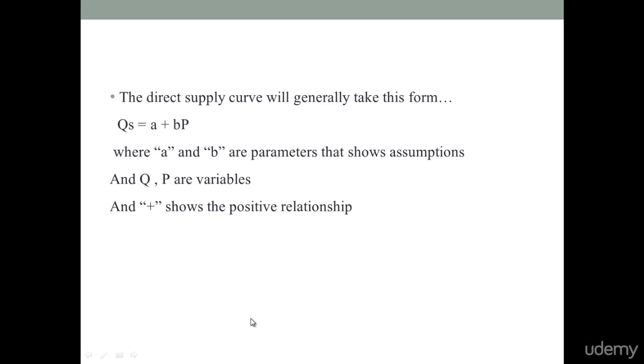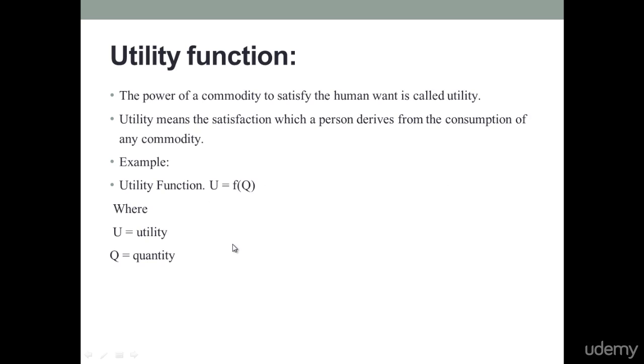So the direct supply curve will generally take this form: quantity supplied QS = A + BP, where A and B are parameters that show assumptions and Q and P are variables, and the plus sign shows the positive relationship between them. Okay. Now we will discuss what the utility function is.